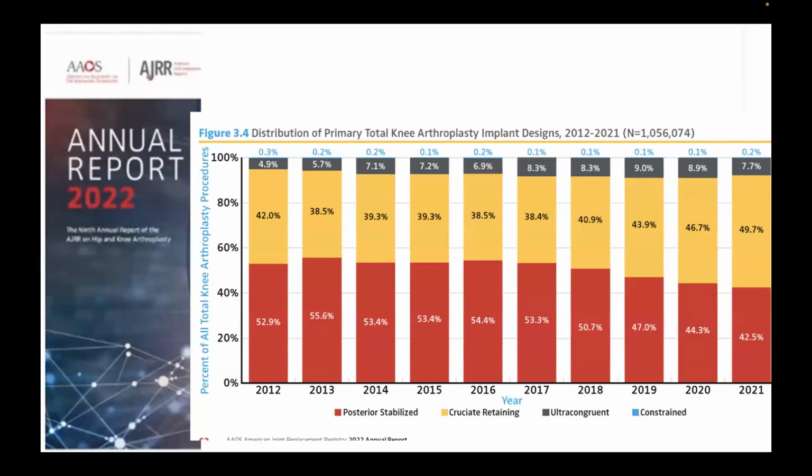If you see the annual report from US, in 2012, the PS accounted for 52.9%. In 2013, it was 55.6%. And in 2021, the usage dropped down to 42.5%. And the usage of CR has increased over the years.